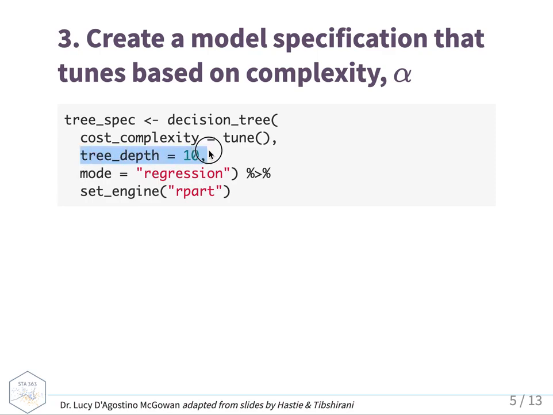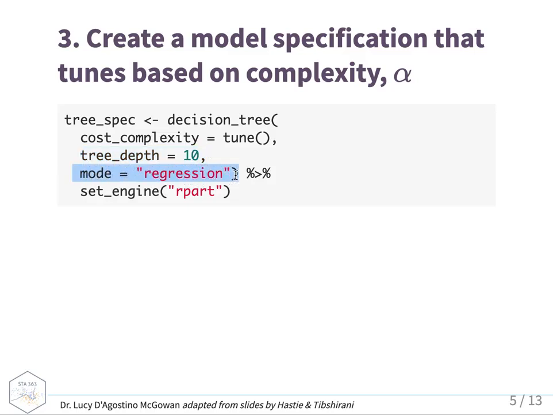Then I can set my tree depth. This is basically going to be the stopping criterion for my big tree, that T0 we talked about in the last lecture. I'm setting that depth to be 10, so my maximum tree is going to have a depth of 10. And then finally, I want to set my mode to be regression.